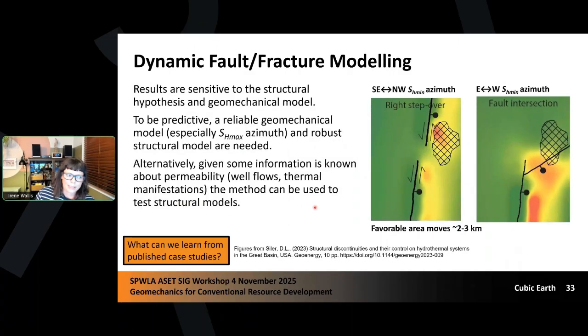But this modeling is particularly sensitive to whatever your structural hypothesis is and the geomechanical model. So this is an example over here.